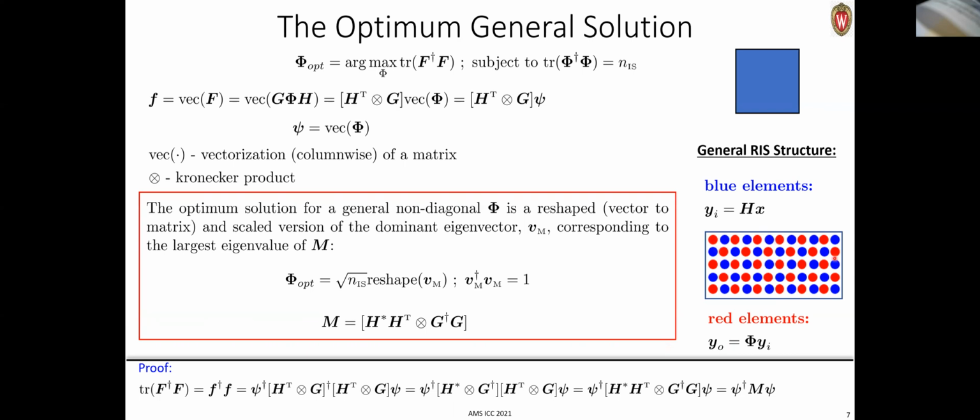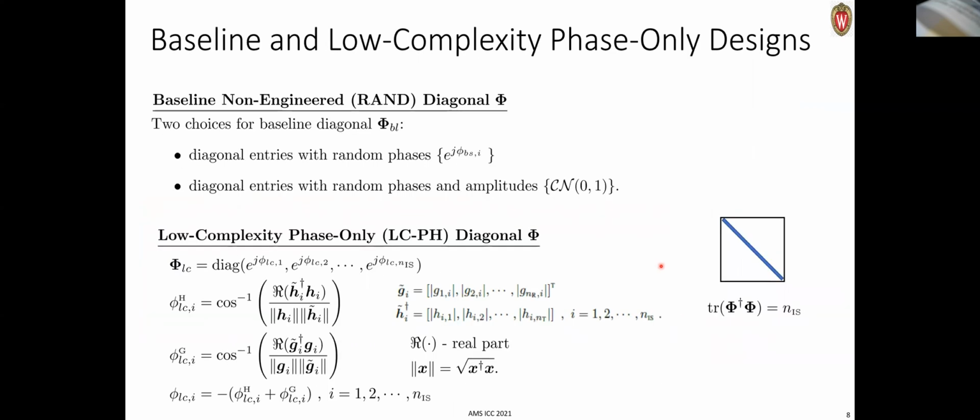So one way is to have interleaved elements, blue, for example, for the received signals and red for the re-emitted signals. Now we'll also compare it to two designs, a low complexity phase only design and the baseline. The baseline design, which we'll call random, could have either diagonal random phase entries or random amplitude and phase entries. And the low complexity phase only design is based on a reference 9, and the diagonal entries are based on phase matching at the G matrix and H matrix. And these tildes are the absolute values of the vectors of the two matrices. And we can design this way.